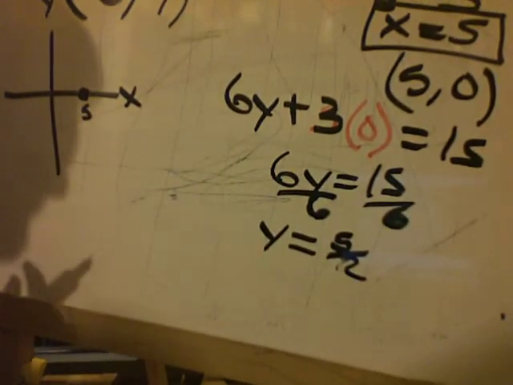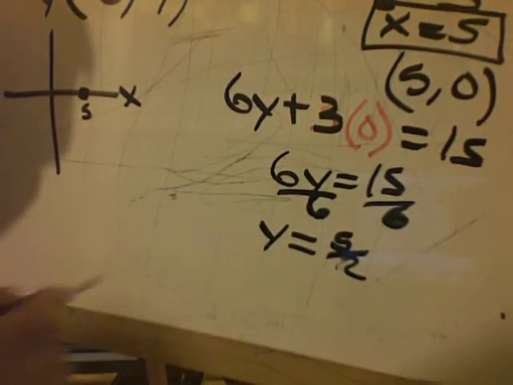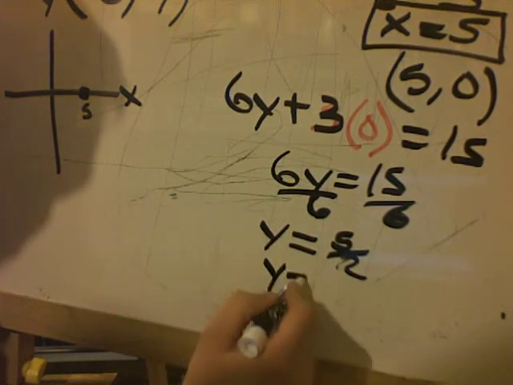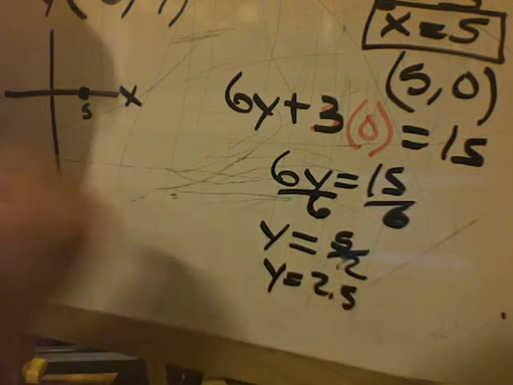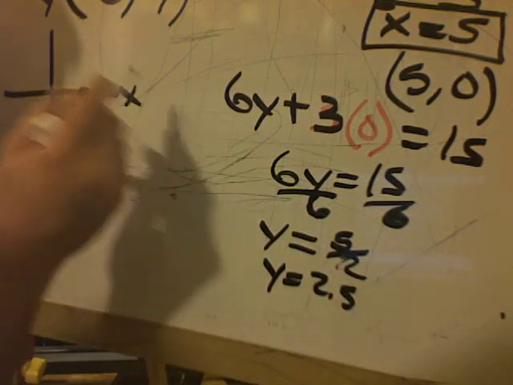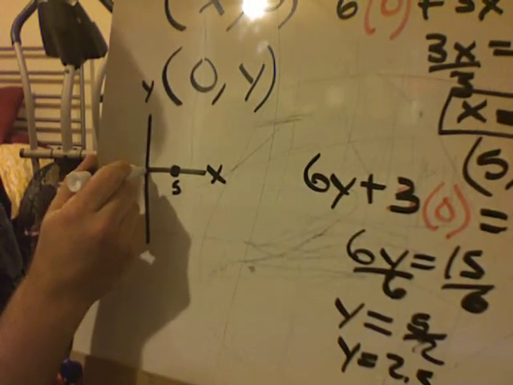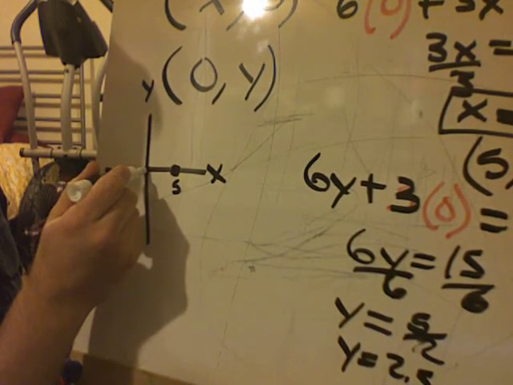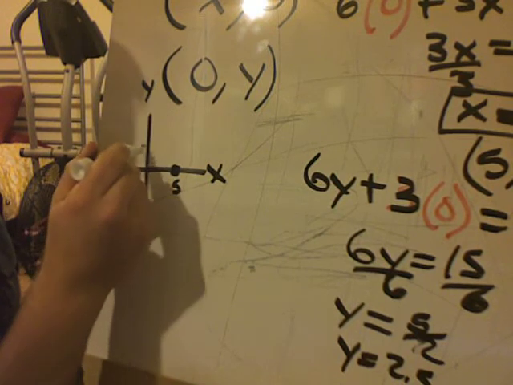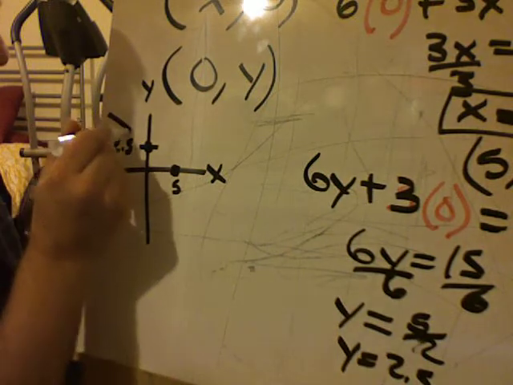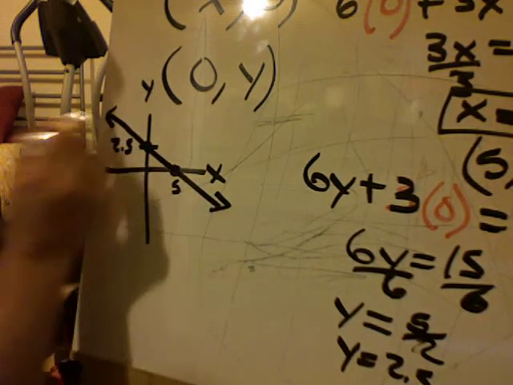I've got these new pens and they're all blotchy. So 5 halves would be approximately 2.5. So I go over here where y is 0, and I go up to where x is 0, and I go up to where y is 2.5. I now have my 2 marks, and I can make my line.